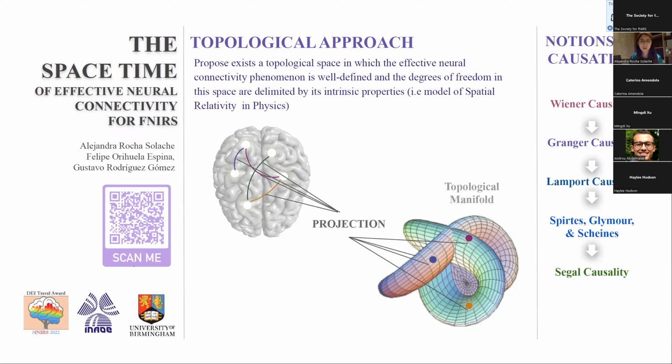and supports the causal geometry of space-times in the special relativity theory in physics. We hypothesize that there is a well-defined topological manifold that is able to contain information associated with effective neural connectivity recorded in fNIRS observation.